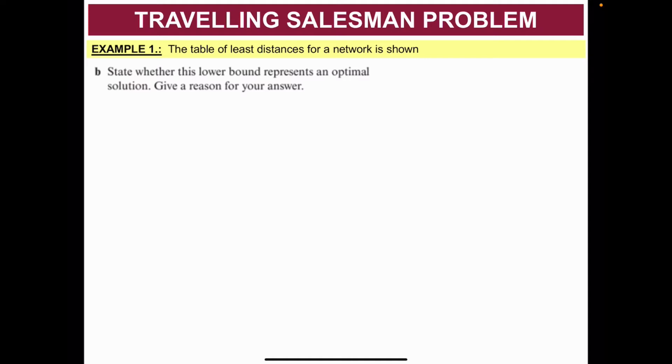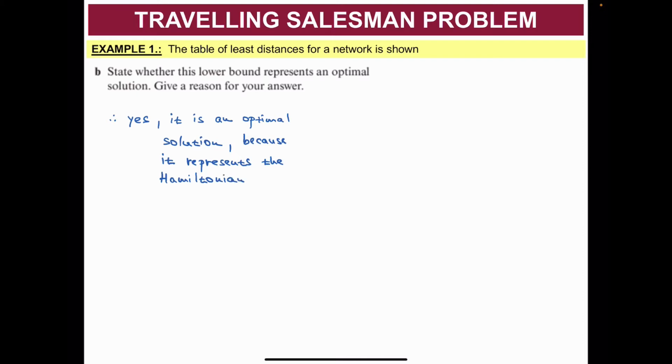So to the question whether this lower bound represents an optimal solution, you can say yes, it does, or it is an optimal solution, because it represents the Hamiltonian cycle. So that's one way how you can look at it.